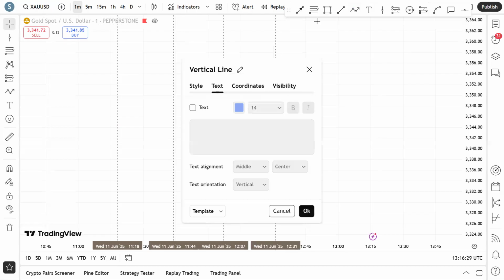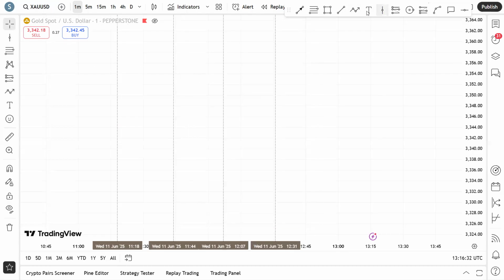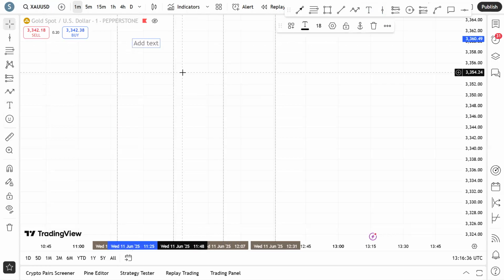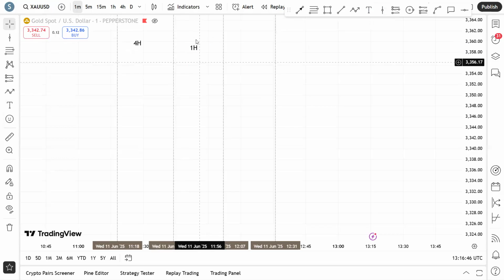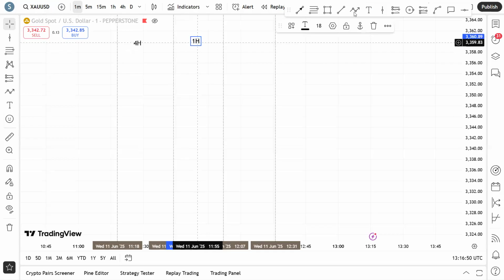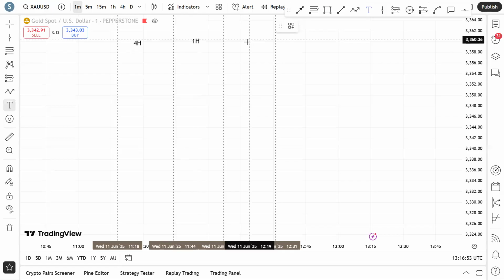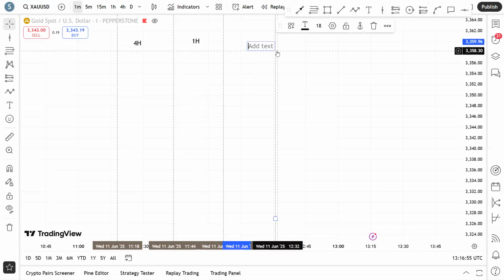Let's just say here is our higher time frame, let me say 4 hour time frame. Then here is your 1 hour time frame. Then here is the 15 minutes time frame for your entries.